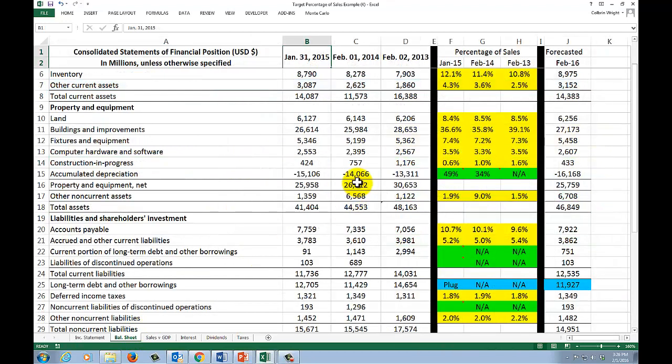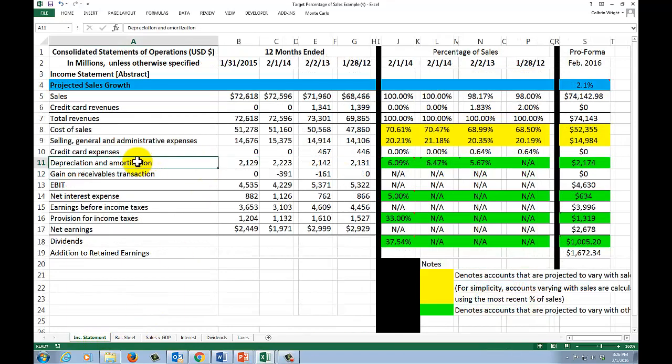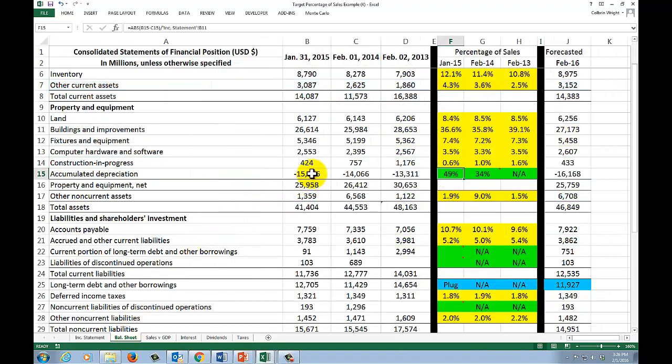But accumulated depreciation only went up by about $1 billion. That tells me, if you think about accumulated depreciation as a bucket, there is depreciation going in each year in the form of depreciation expense, but there's also depreciation being pulled out in the form of asset divestitures or asset retirements. So the way I thought about this was, let's look at last year and ask ourselves, what percentage of this depreciation and amortization actually went into accumulated depreciation?